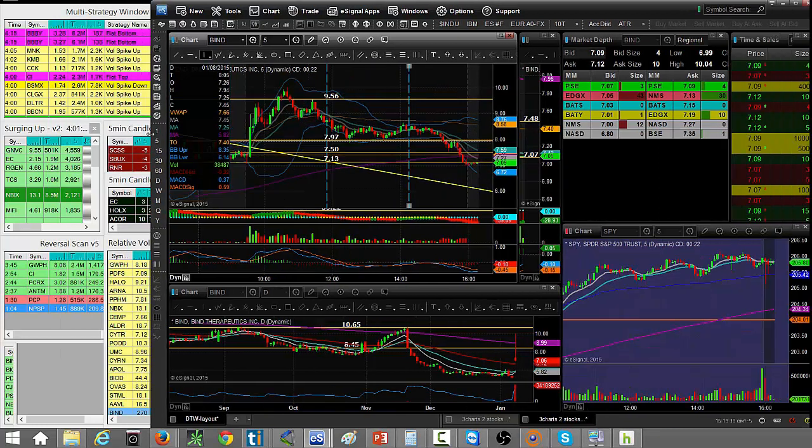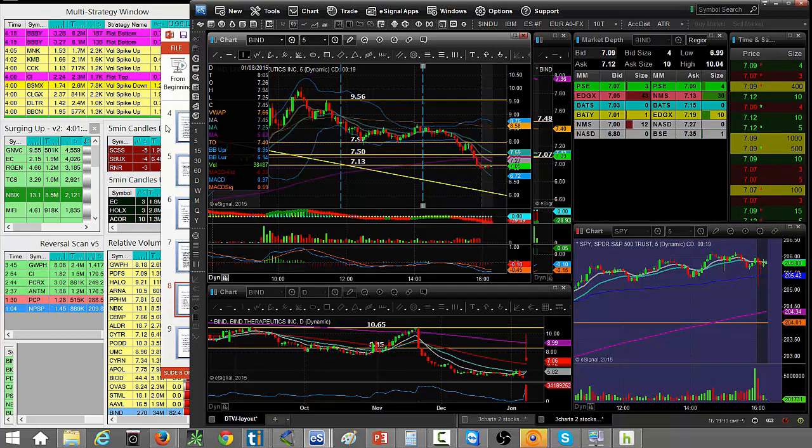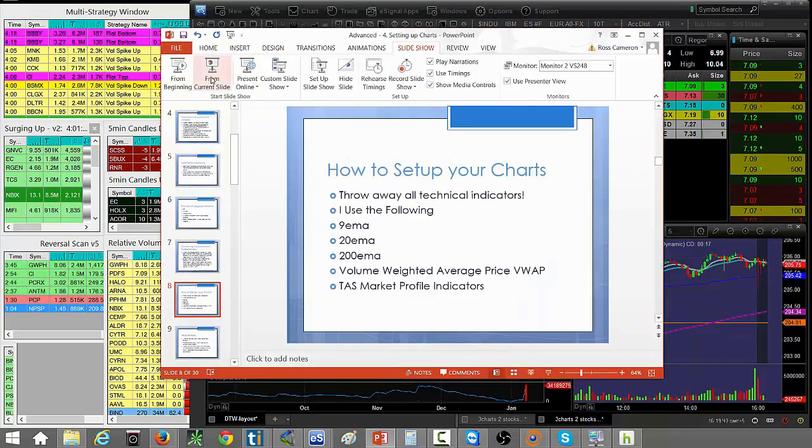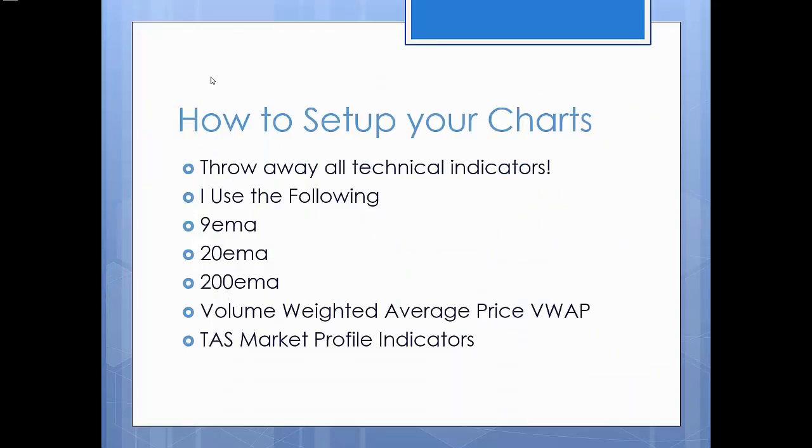Okay, so we'll go back in here. And the TAS market profile indicators, I'll review those in just a minute, and we'll go over those more later in the class because they are sort of complex in the best way to use them. That by itself is a whole class. But for right now, focus primarily on just your regular exponential moving averages and volume weighted average price and candlestick patterns. The TAS market profile indicators are only available on eSignal.